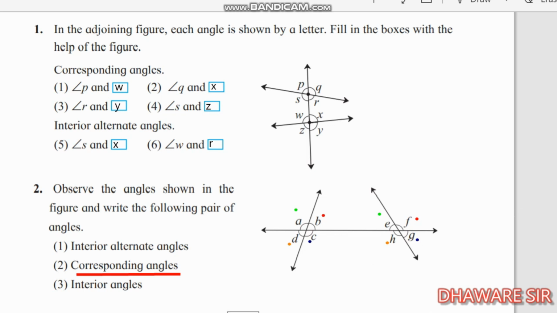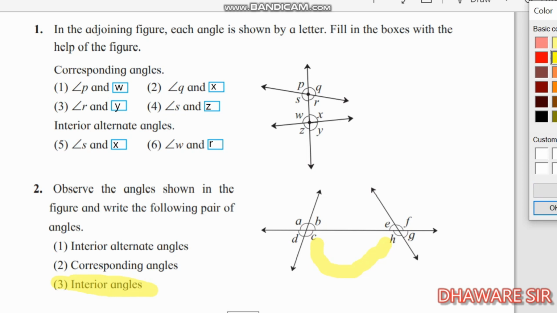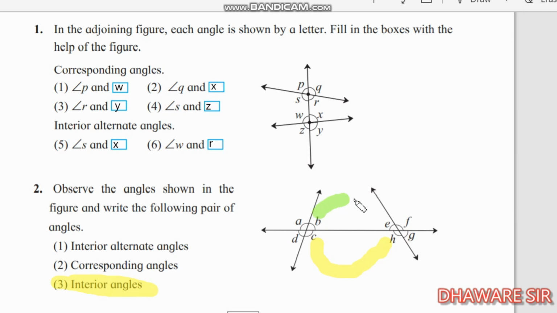Now the last pair is, let us see. We are going to find the last pair, the interior angles. So what are the interior angles? Let us see. These are the interior angles: angle C and angle H are interior angles, and the second one is angle B and angle E, which are interior angles.